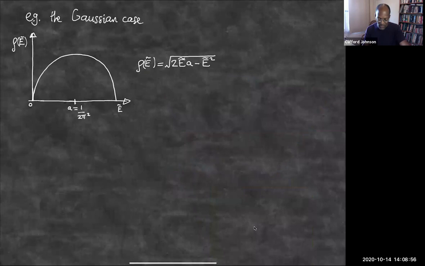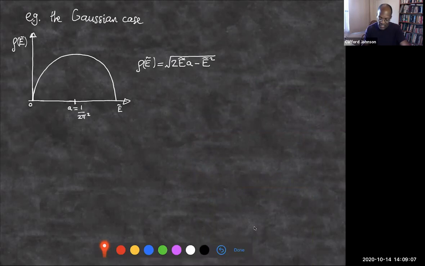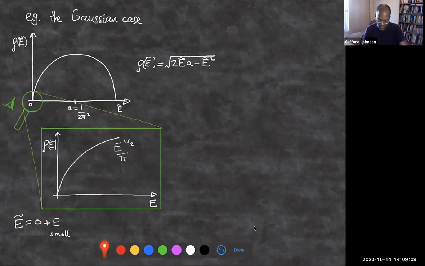Let me just give you a quick example. The most famous distribution is the Wigner semicircular law, which looks like this. This is just the Gaussian case. And in fact, you can go ahead and zoom in and just get this behavior, this E to the half type behavior for the physics.